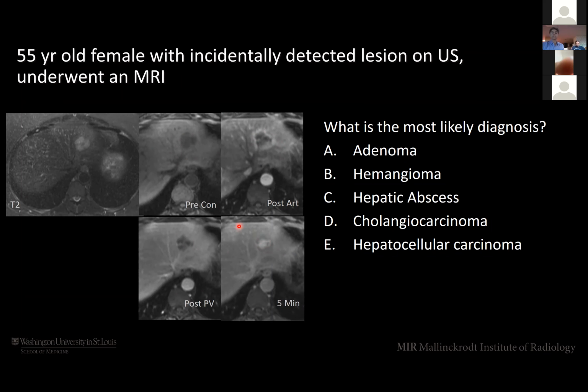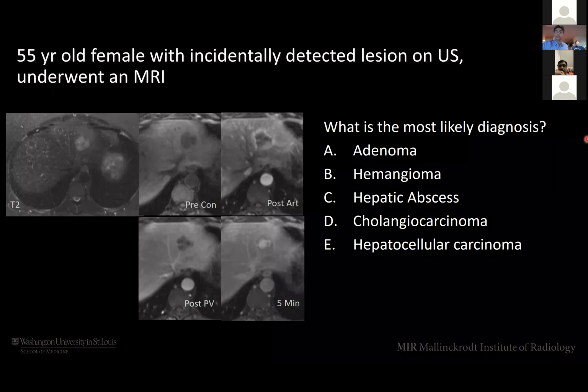So what is the most likely diagnosis here? Is it a hepatic adenoma? Is it a hemangioma? Is it a hepatic abscess? Is it a cholangiocarcinoma or hepatocellular carcinoma? Now, with this pattern of enhancement, again, I want you to commit. You don't have to tell me what you're thinking the answer is, but I want you to commit and then come back as we discuss, and we can see it. And if you have any questions, make note of it. I'll be happy to answer your questions towards the end of this.